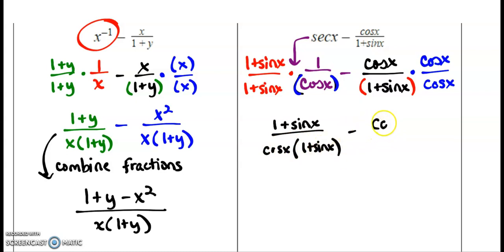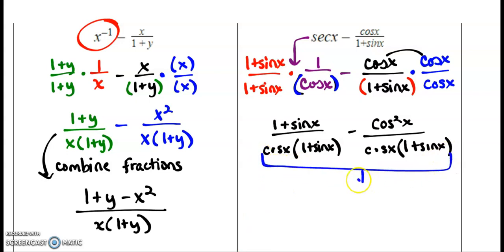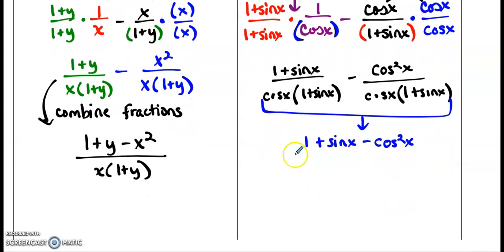Minus, in the top I'm going to have cosine squared because these 2 multiply together. And then I'm going to keep my cosine of x out in front and have 1 plus sine of x. Okay, so at this point I have a bunch of different terms that need to be combined together. So I need to take these 2 different fractions and merge them into 1. So I get 1 plus the sine of x minus cosine squared of x, and then that is all over cosine times 1 plus sine.